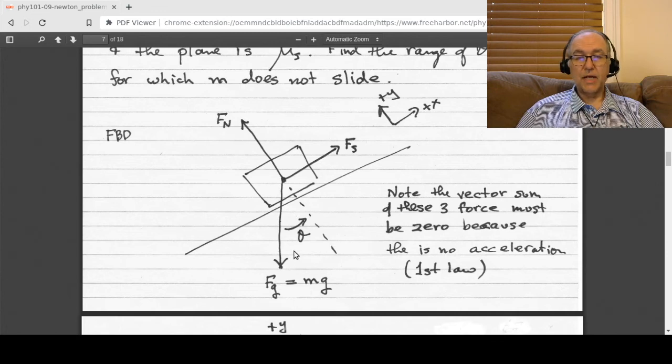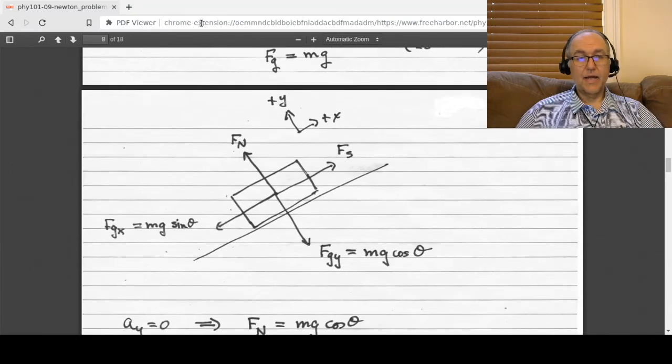Now, because Fg is not parallel to either y or x axis, let's break it up into the x and y components. And so in my next diagram, I've got Fgy, and that's equal to mg cosine theta, and Fgx is equal to mg sine theta. This is a really good diagram to memorize, okay? I know it doesn't have numbers, but it shows you how Fgy is calculated and how Fgx is calculated, okay? And you can see now that you have the characteristic cross there like that.